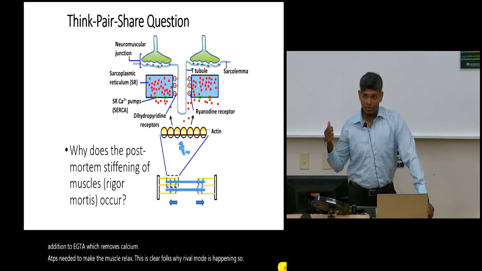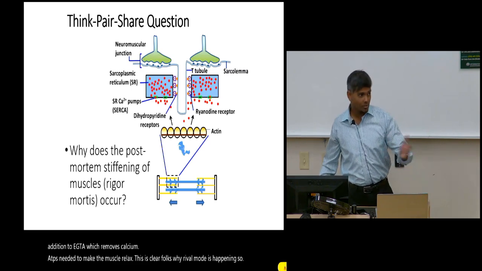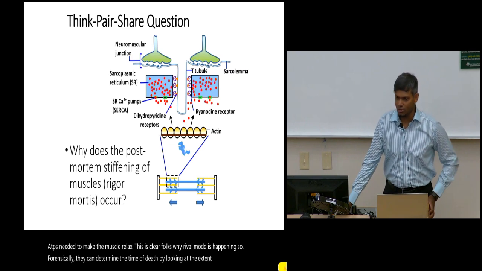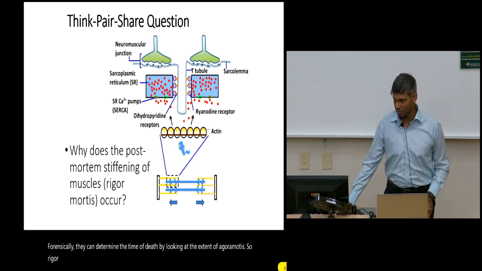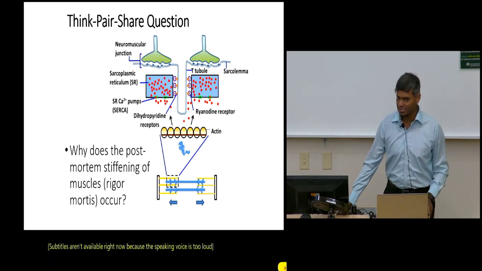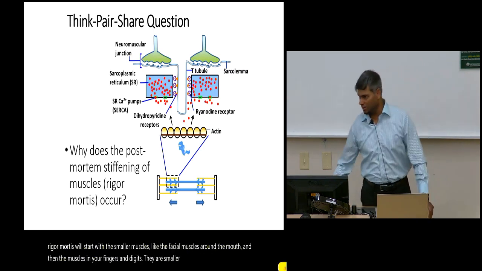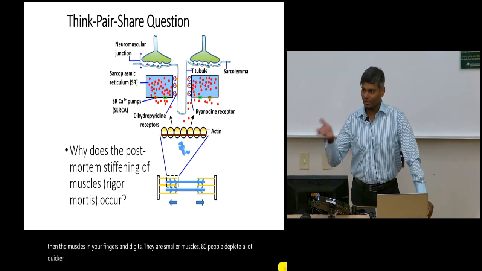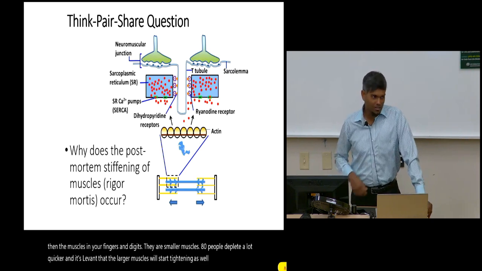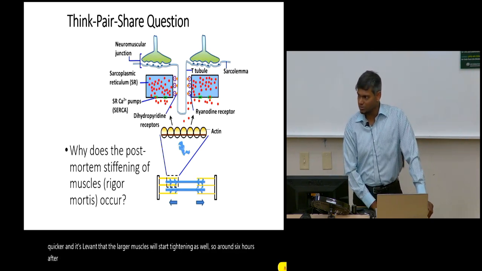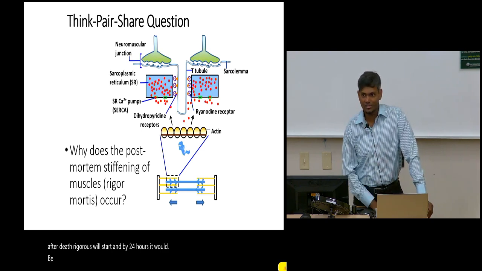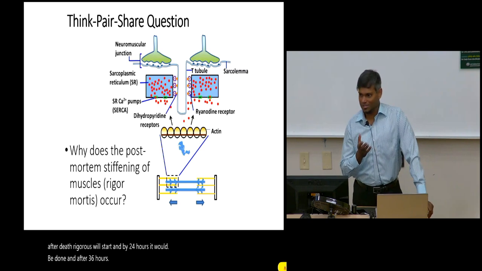So forensically they can determine the time of death by looking at the extent of rigor mortis. Rigor mortis will start at the smaller muscles, like the facial muscles around the mouth, and then the muscles in your fingers and digits. They are smaller muscles. ATP will deplete a lot quicker, and it's later on that the larger muscles will start tightening as well. So around 6 hours after death, rigor mortis will start, and by 24 hours it would be done. And after 36 hours, the body will no longer be stiff.